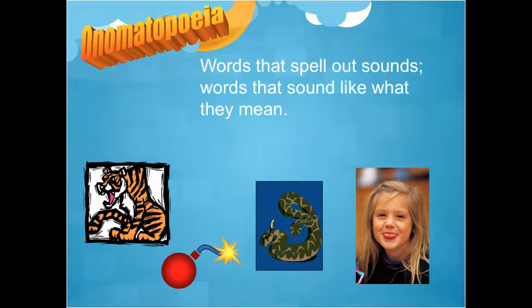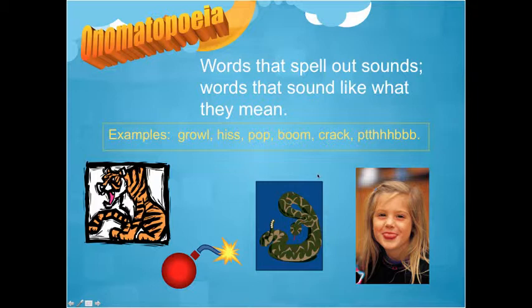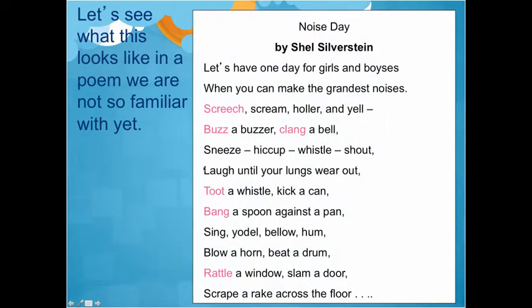Onomatopoeia. These are fun. You learned these when you were a child as well, reading those phonic books. Onomatopoeia are words that spell out sounds, words that sound like what they mean. So growl, hiss, pop, boom, crack. Those are all examples of onomatopoeia. Okay. If you remember the old Batman cartoons, there was a lot of onomatopoeia in those episodes. Okay, so what does it look like in poems?